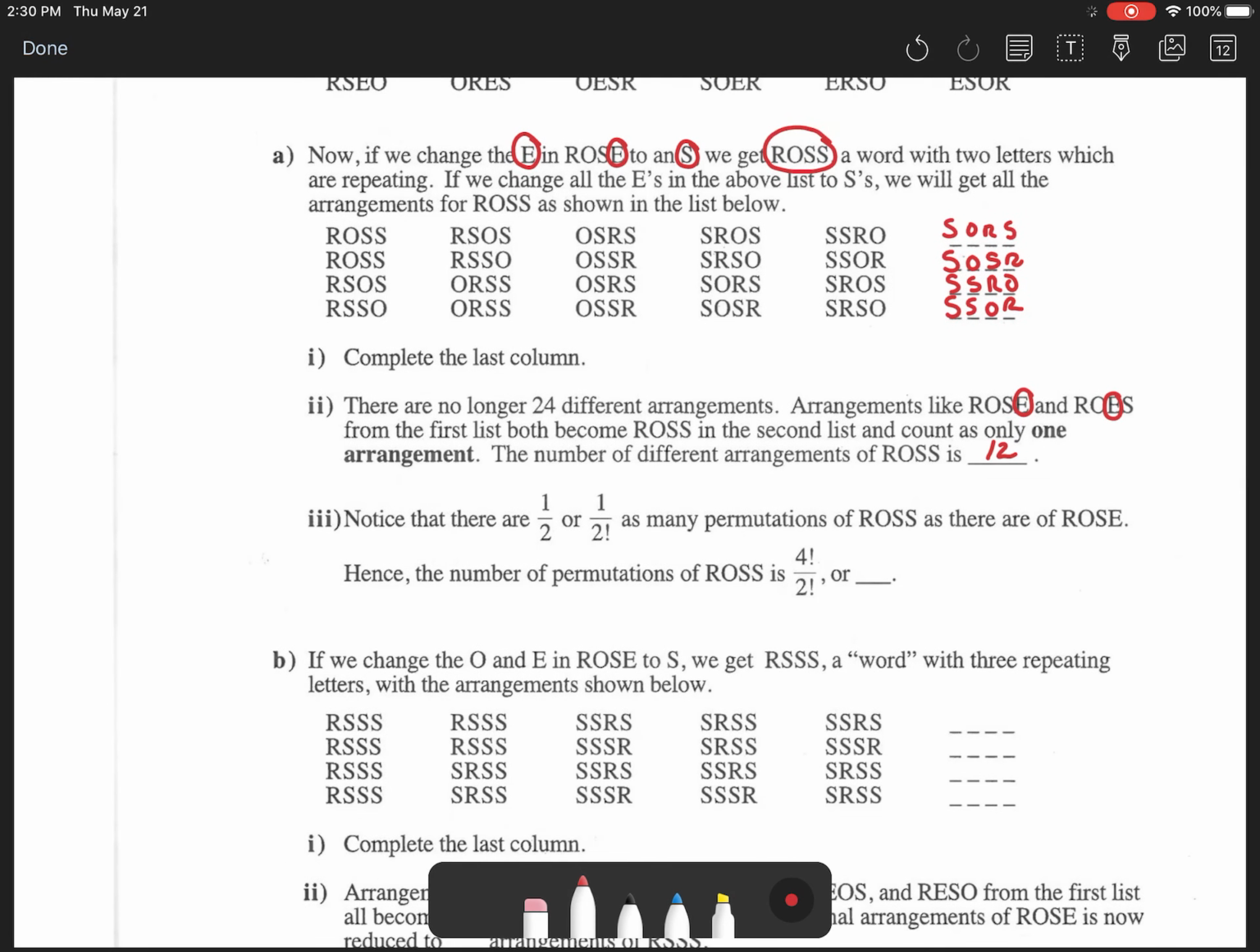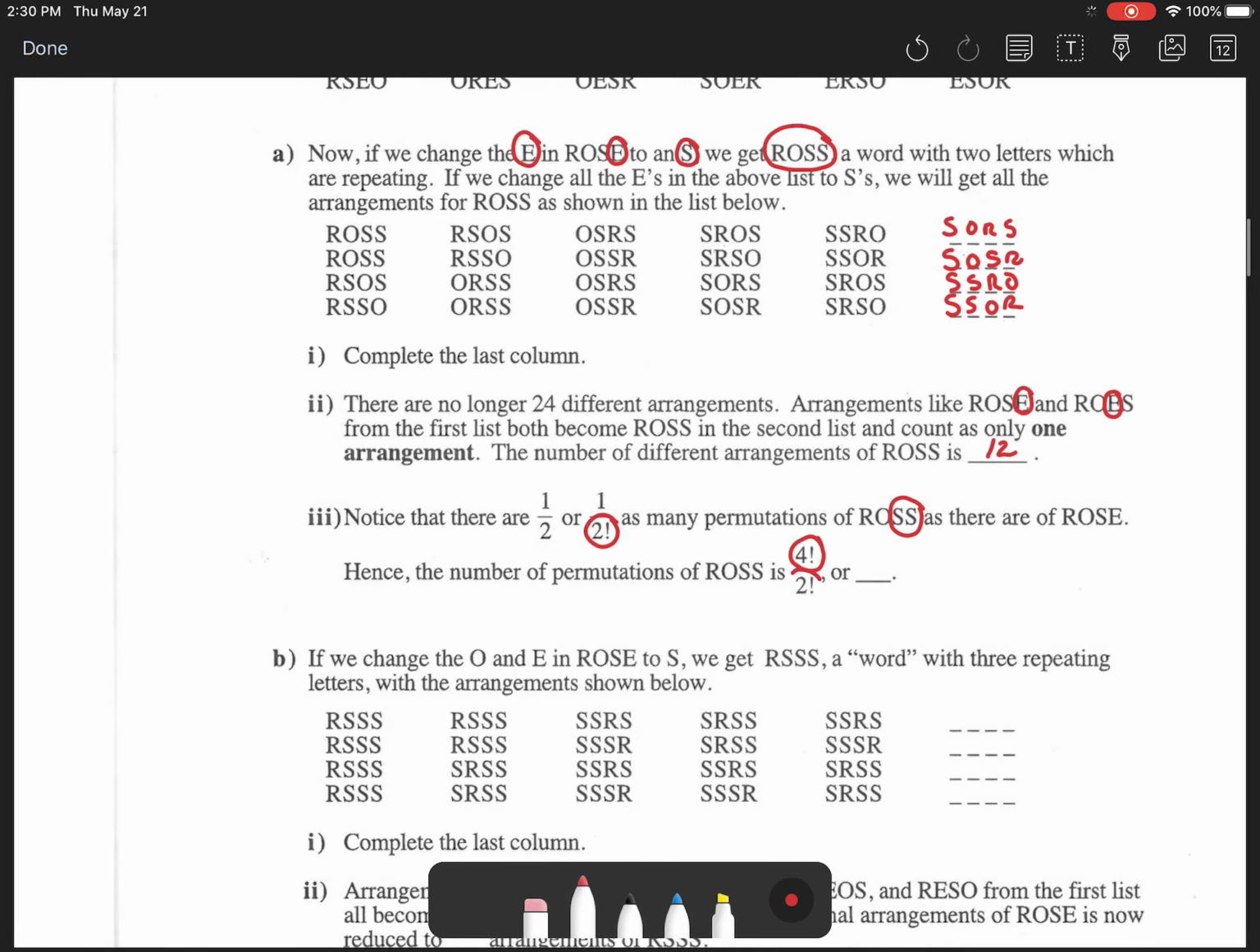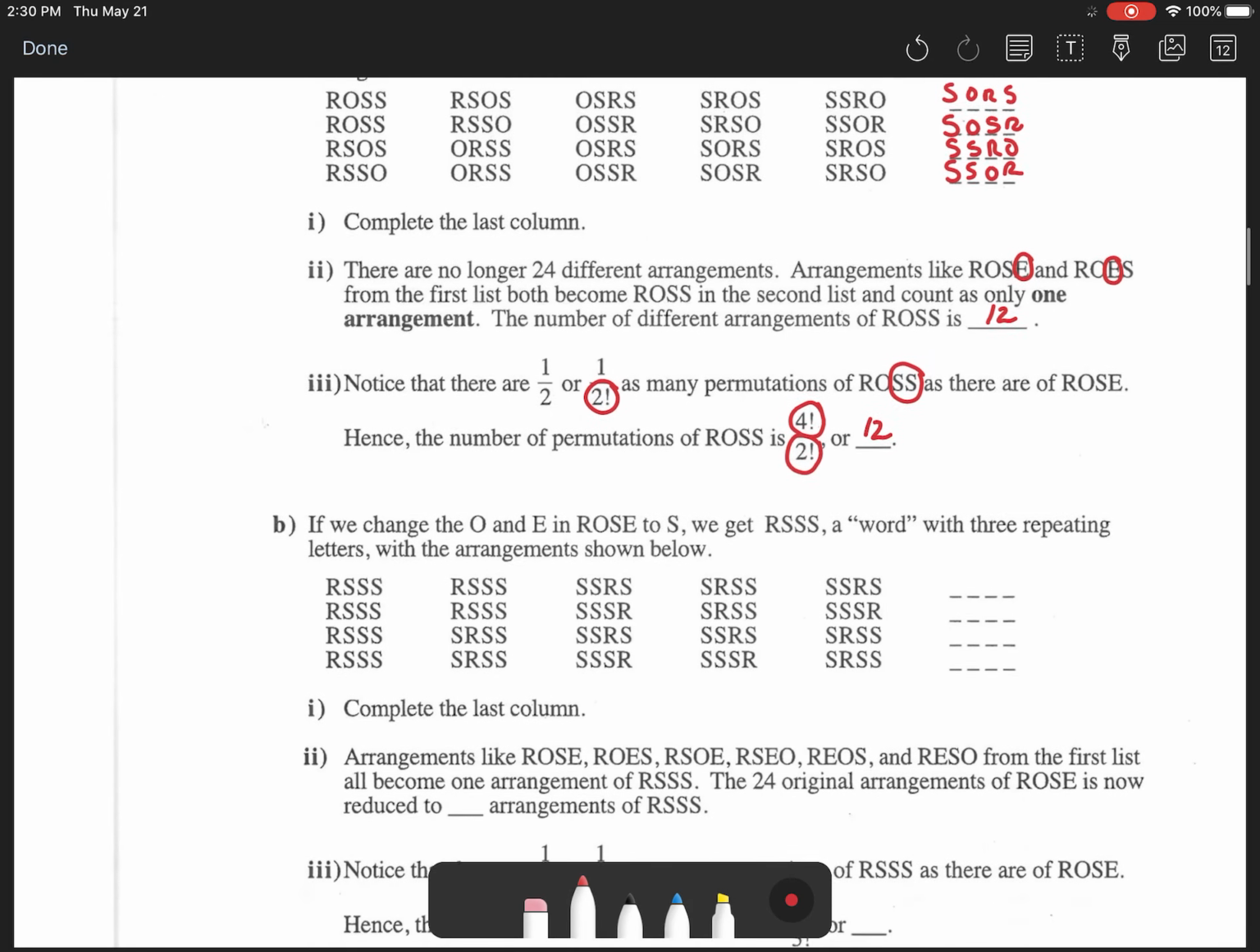Notice that there are half as many, or 1 over 2 factorial as many, permutations as there are of rose. So here's what happens: when I'm dividing by 2 factorial, the reason I'm dividing by 2 factorial is because there are 2 things that are repeated there, 2 S's. So the total calculation looks like this. 4 factorial, that refers to the 4 letters, ROSS. So how can you arrange 4 elements or 4 letters? 4 factorial ways. But now when things are repeated, I have to divide by what's being repeated, and that's the 2 S's. So 2 factorial, and that gives me 12 as a final answer.